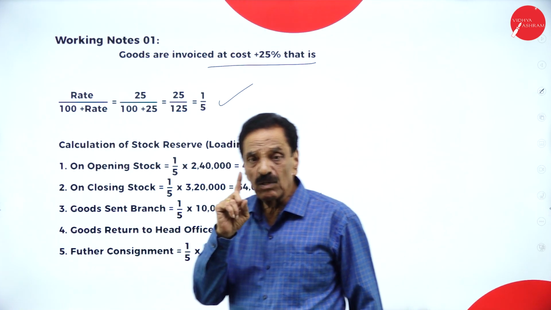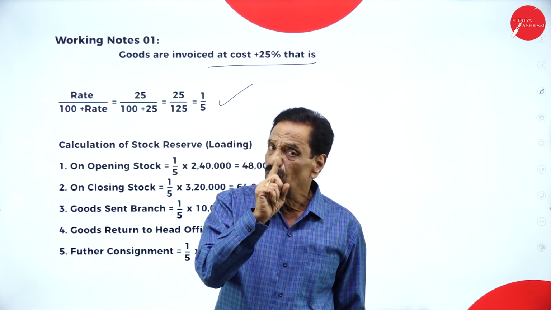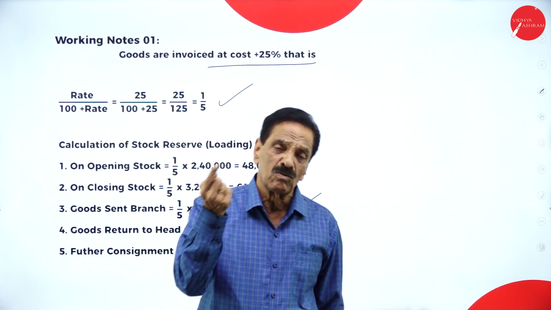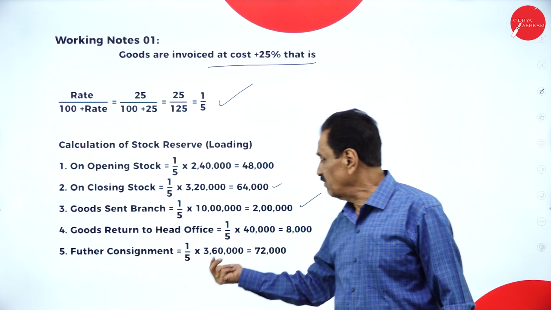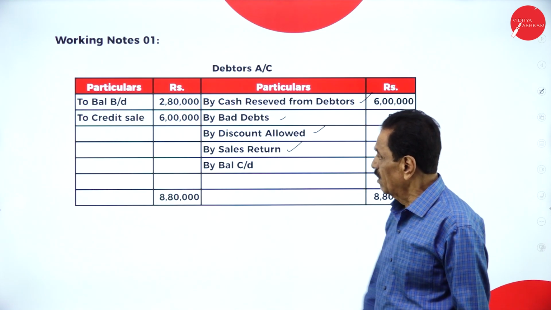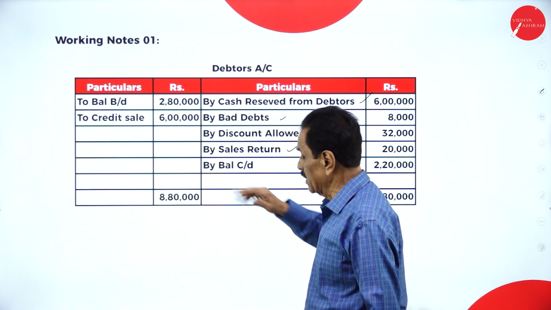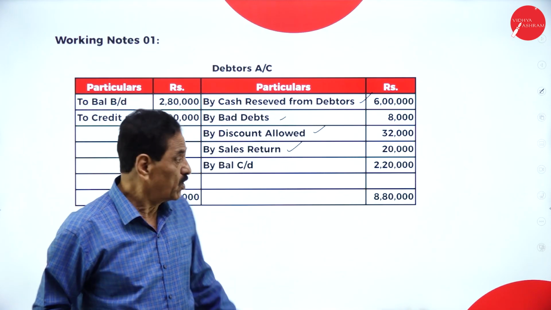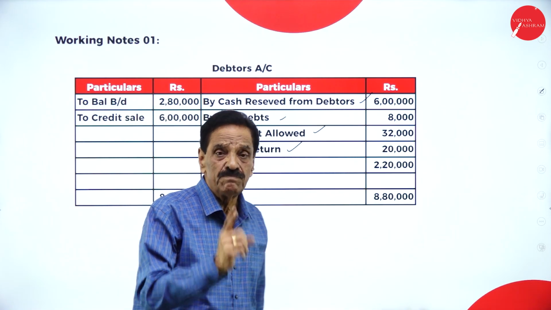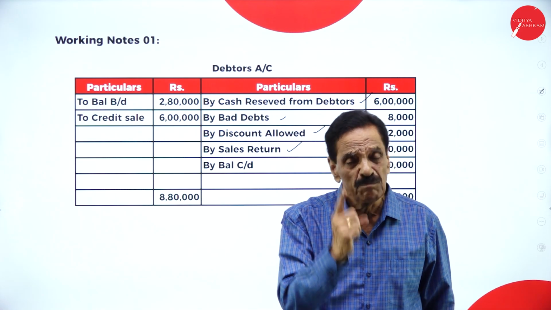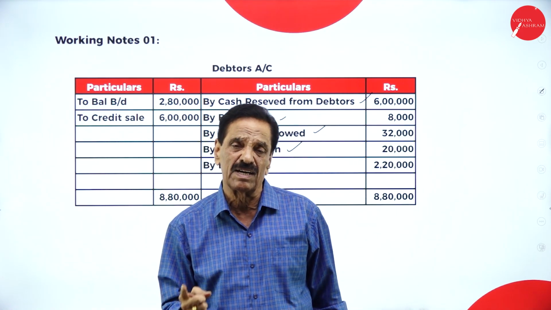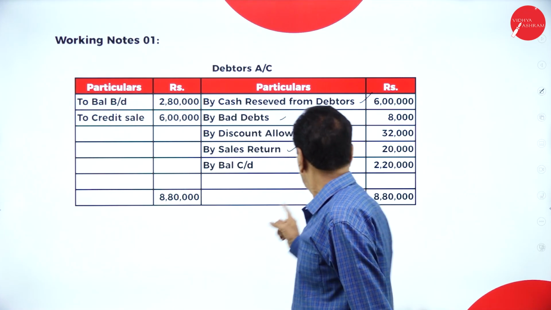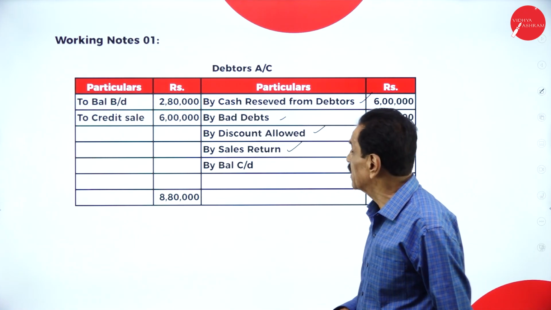You have to calculate 1/5 on opening stock, on goods sent to branch, on closing stock, and on goods returned to the head office. Here further consignment also. Then we have to prepare the debtor account to find out the closing debtor. Generally, a debtor account is prepared to find out the closing debtor or cash receipt from the debtor. Here the missing figure is 2,20,000.